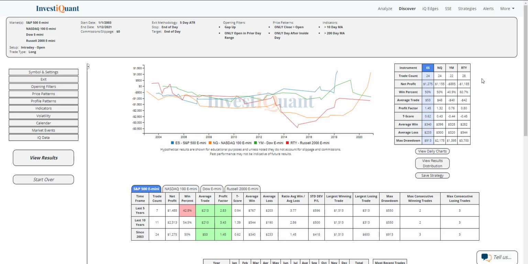If we look at the average win to average loss, the average win is larger in the S&P. It is larger in the NASDAQ. The Dow is very similar in size for average win to average loss, and then the average loss is larger for the Russell, which is the one with a few more wins there. But looking at this is very mixed.